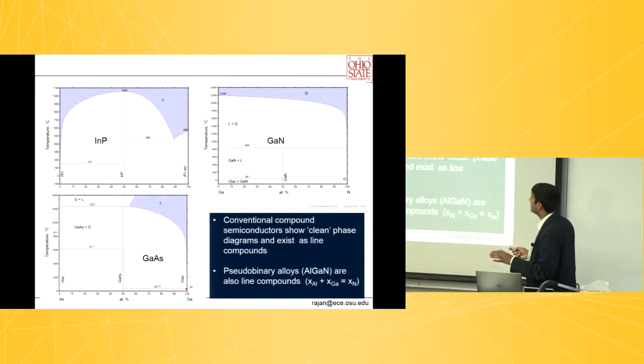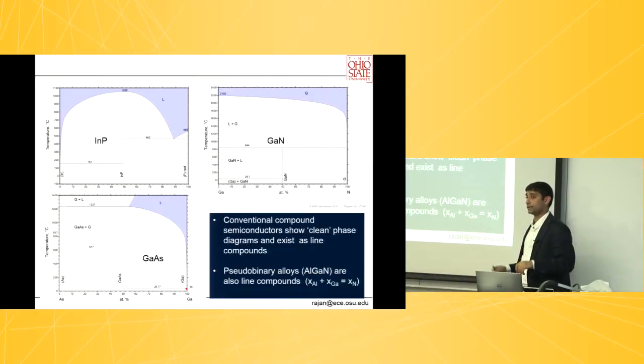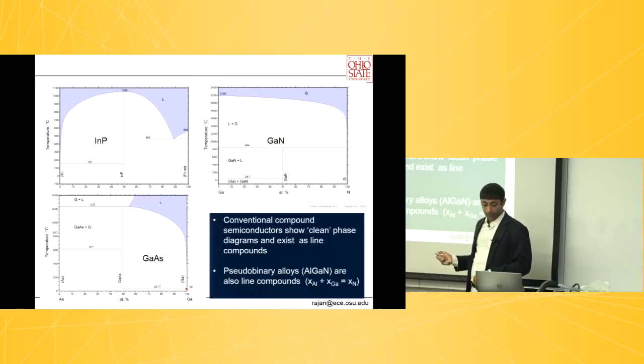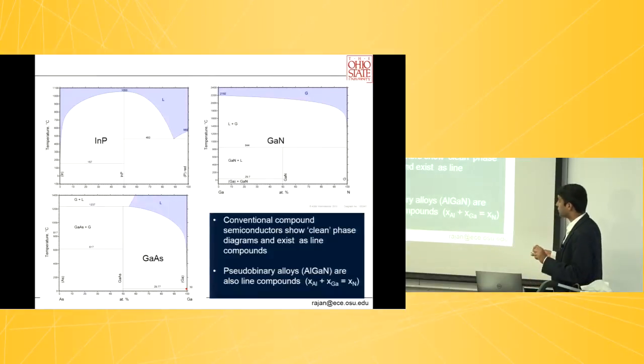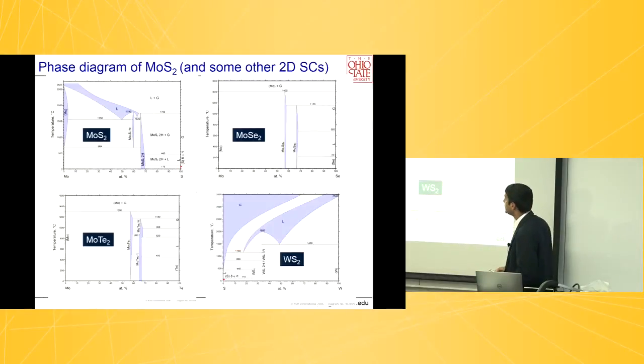And you'll see a pattern. Indium phosphide, gallium nitride, gallium arsenide, they're all line compounds, okay? This is very important. This is why we're able to make them very pure, with very low defect density. For binary compound semiconductors, this is pretty important. And it turns out even the pseudo-binary alloys, which are basically, if I mix aluminum and gallium with nitrogen, or aluminum and gallium with arsenic, are also line compounds. This is a good thing, right? So the amount of aluminum plus the amount of gallium is equal to the number of nitrogen, to a very close degree. So now let's look at our 2D materials.